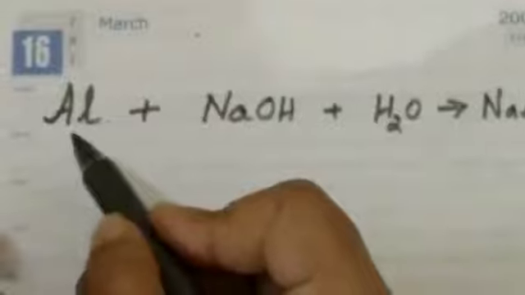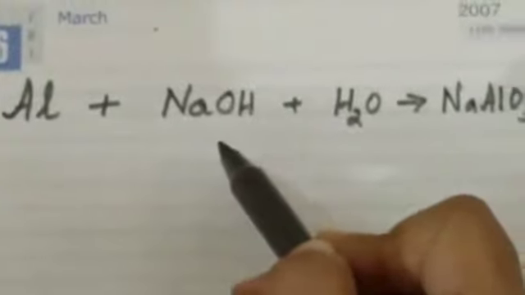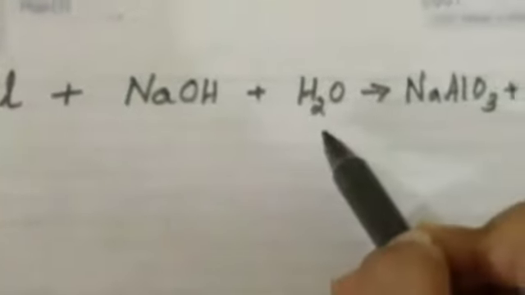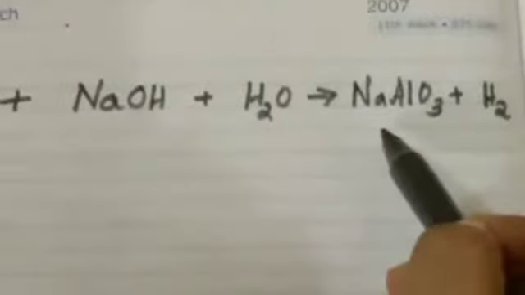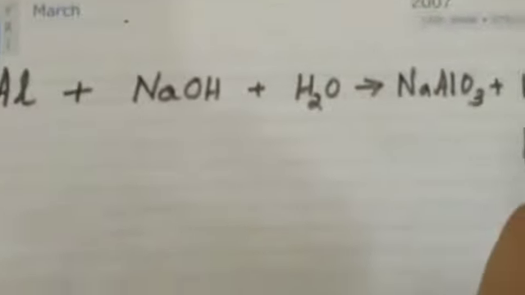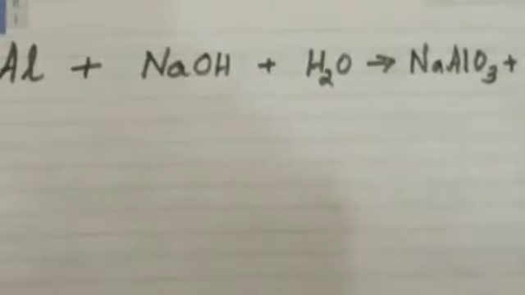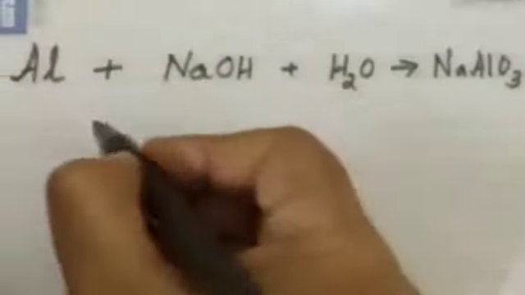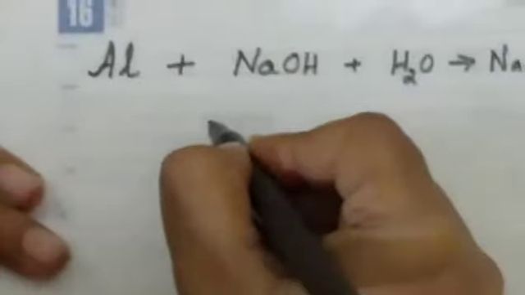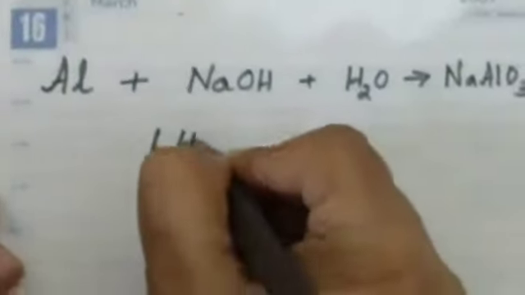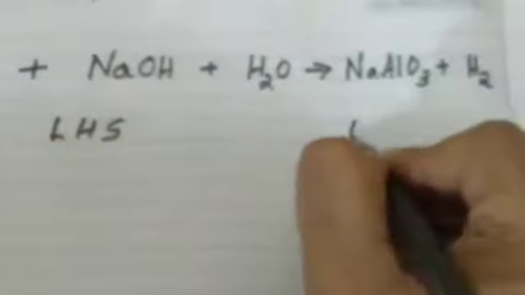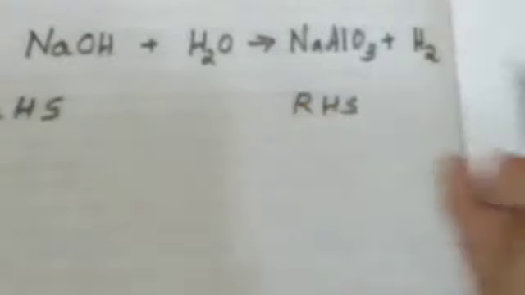I'll show you one more example. Aluminium reacts with sodium hydroxide and water. The products are sodium aluminate, NaAlO3, and hydrogen. Okay. So to balance the chemical equation, first step, write the left hand side, reactant side, and right hand side, that is product side.